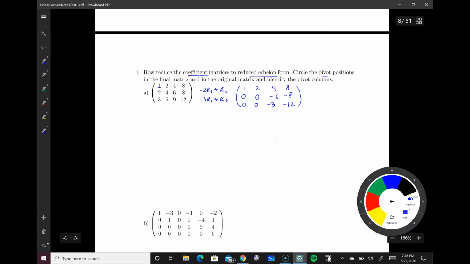Okay, so I want to get a 1 in this leading entry, so I'm thinking multiply row 2 by -1/2. So 1, 2, 4, 8 from the first row, 0, 0, 1, 4. And then, while I'm at it, I'm just going to multiply this last row by -1/3, just to make life easier. So 0, 1, and 4. Look at that, will you?